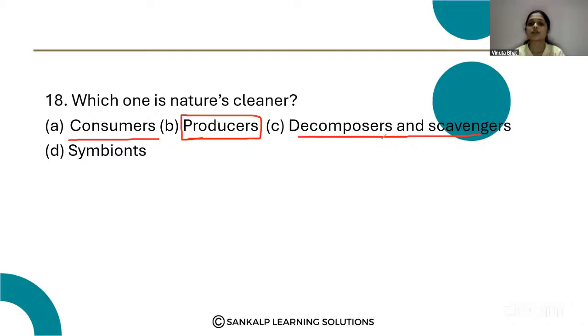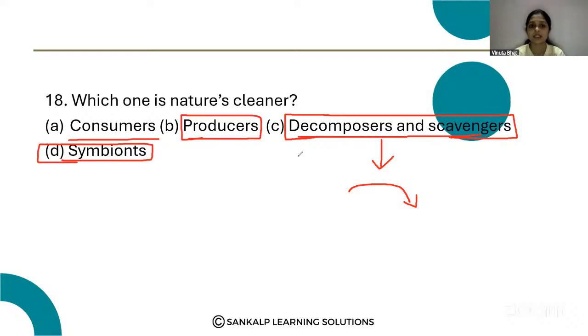Decomposers and scavengers act on dead and decaying material. They degrade the dead and decaying material, convert the organic matter into simple inorganic matter and transfer the nutrients to the soil. So they clean the environment. Just imagine, if there were no decomposers and dead animals or plants just lay there, what would happen? So the symbionts do not clean the environment. So option C, decomposers and scavengers, are called nature's cleaner.